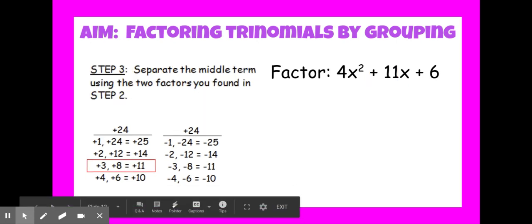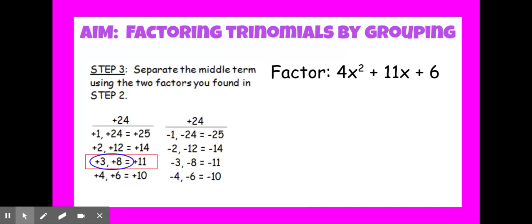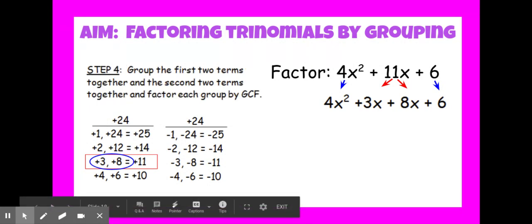So that's where we go to our step 3, where we separate the middle term using our 3 and 8. So we're going to break it up. 11x becomes 3x plus 8x. We then bring down our other two terms, 4x squared and then our 6, and we get 4x squared plus 3x plus 8x plus 6.